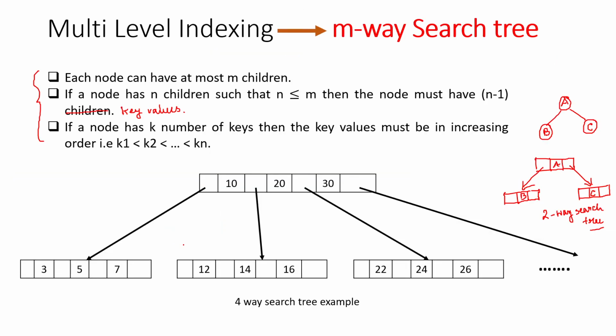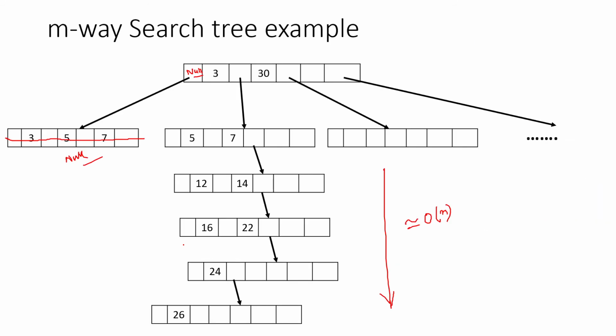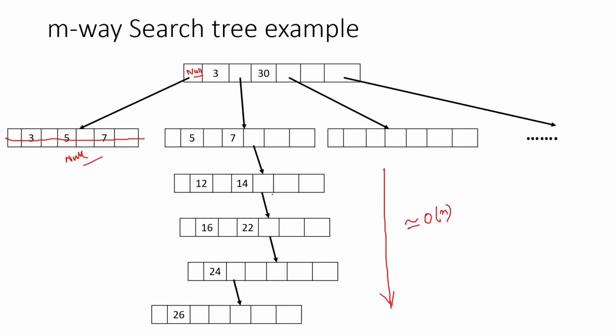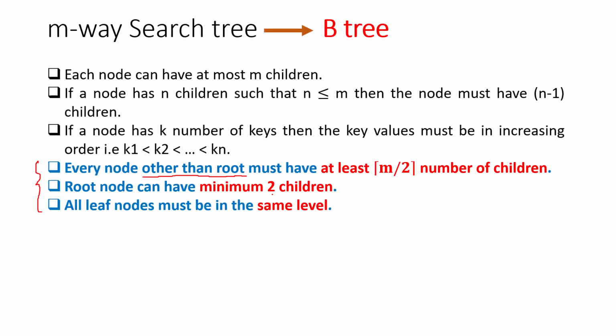So not only one, it is not possible. So a root node can contain a minimum of two children, not below that. And the most important point is that all leaf nodes must be in the same level. This is very important, which was not present in the previous scenario. So if we put these extra 3 constraints over these 3 points, we will find what we call a B tree.